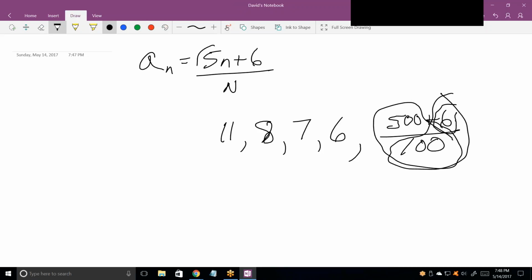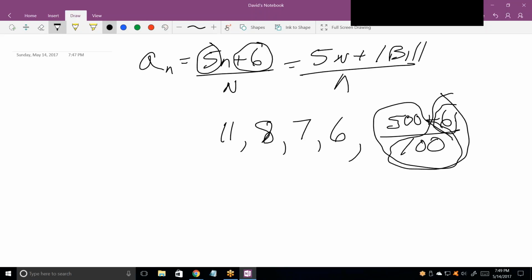And it doesn't really matter what that number is. I could make that 5n plus a billion all over n. And guess where that converges? To 5, as n goes to infinity. Okay. Because as n goes to infinity, that part eventually goes to 0. Right? And this part here goes to 5.